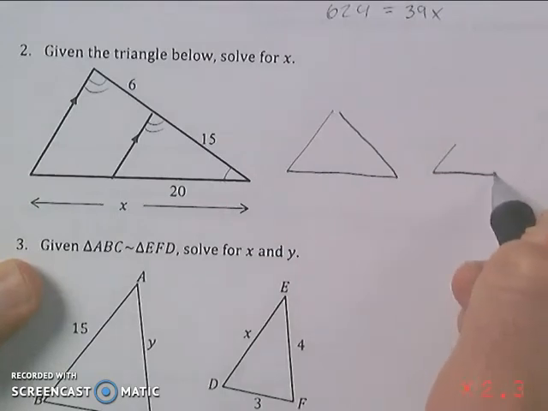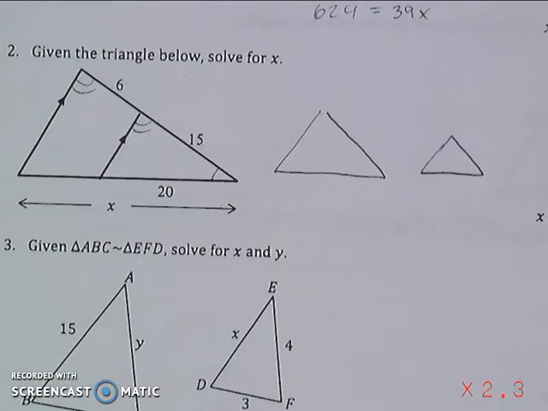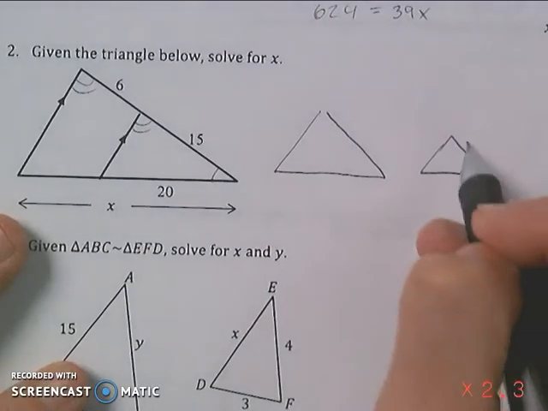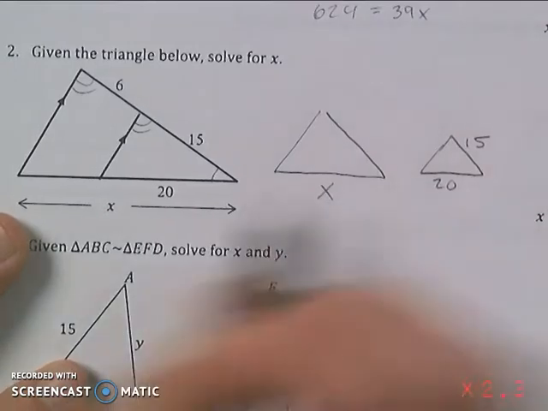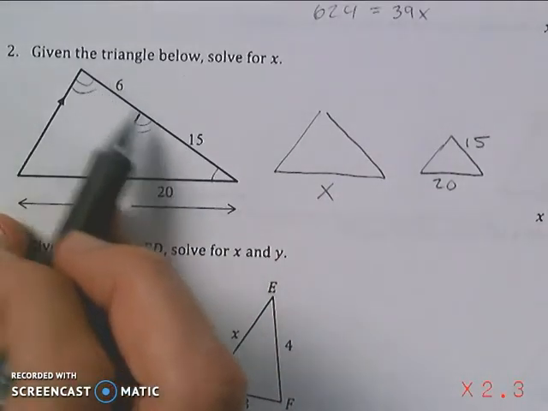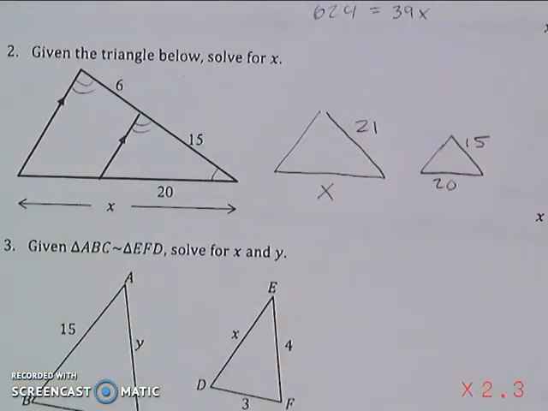Okay, and by doing two separate triangles and labeling their parts, it's going to be easier to set up that proportion. So the smaller triangle is going to be 15 to 20. The larger triangle is going to be x to, this is going to be 6 plus 15, which makes 21. Now that I have my two triangles separated, I can set up a proportion much easier, right? Okay, I can go 21 to x, or 15 to 20. And that's how I'm going to set this one up.